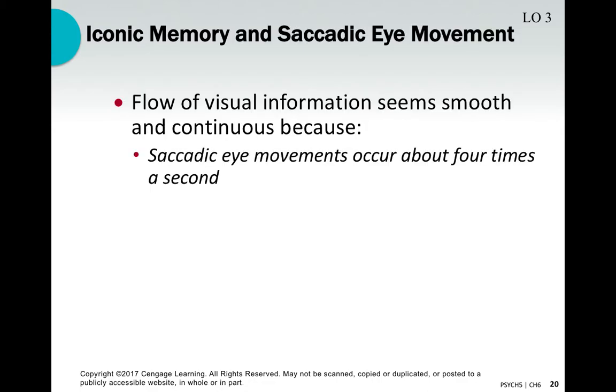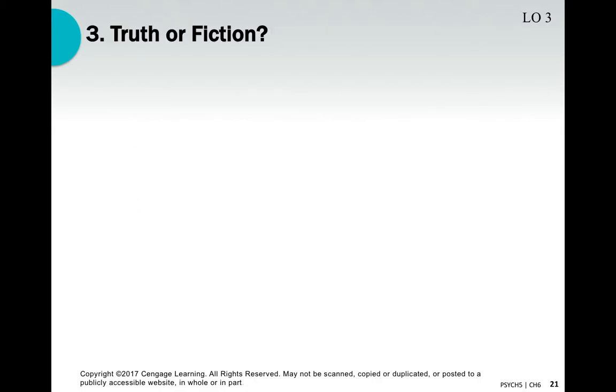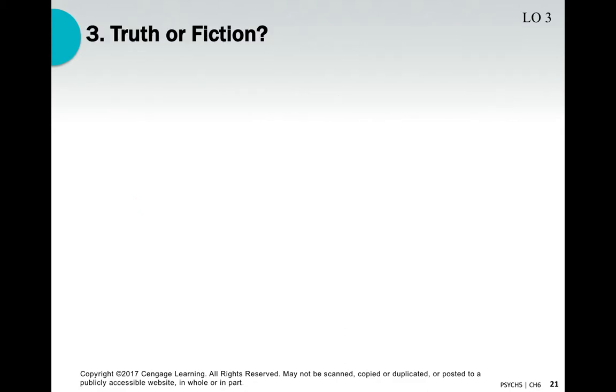It also has a lot to do with movement. The way we process information has a lot to do with the saccadic eye movement. A little more information than, I'm probably not going to test you on this, but it's how our eyes are always moving and taking mental pictures of things, and that's part of this iconic memory process.